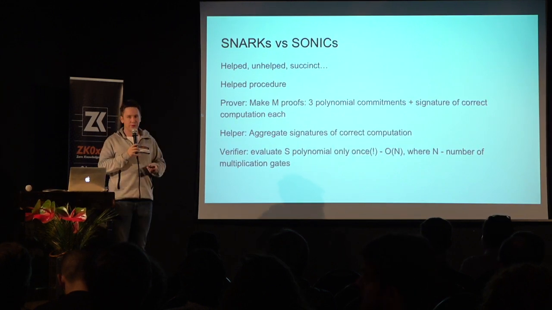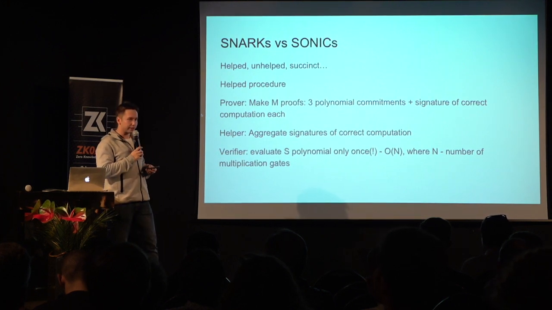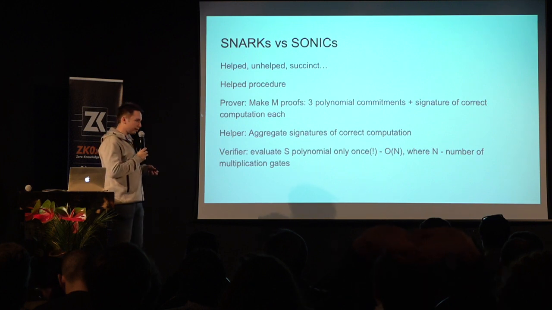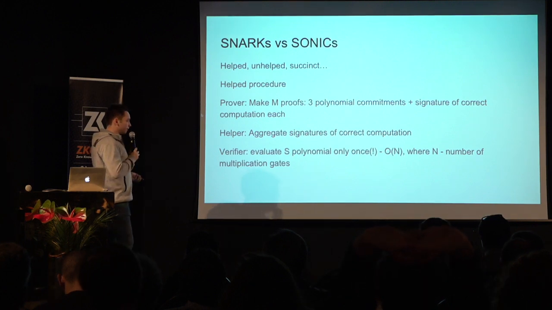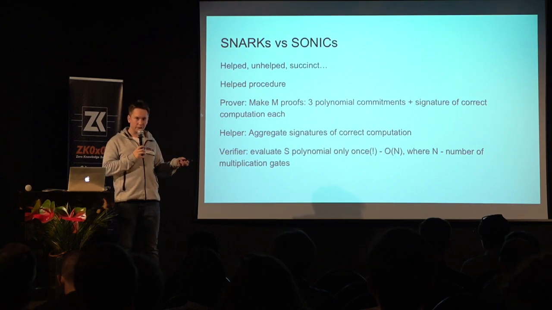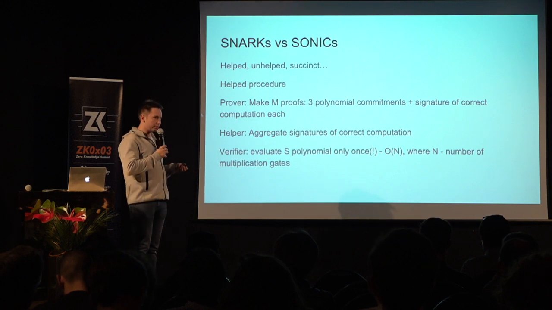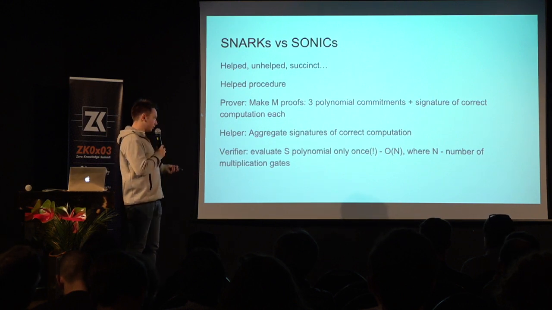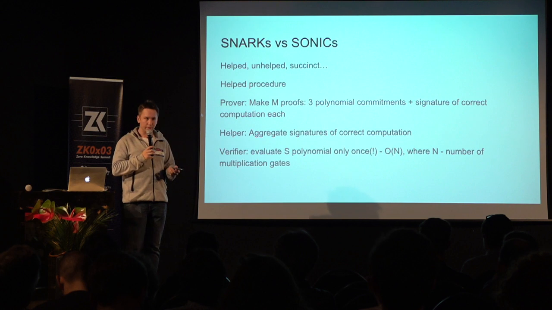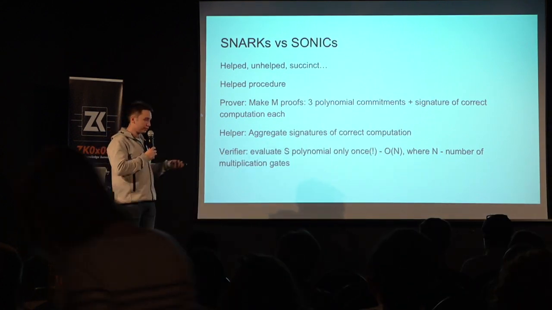What was called the help procedure: you can make some entity an untrusted helper, so it can be anyone. This entity can aggregate M proofs and M signatures of correct computation and produce 1 signature of correct computation. So basically you reduce the verification work from M times N to just N. Still not succinct.